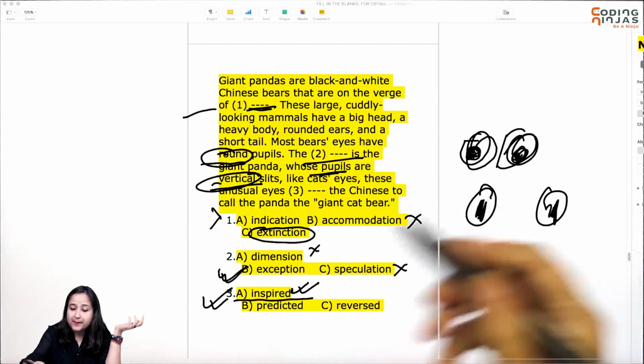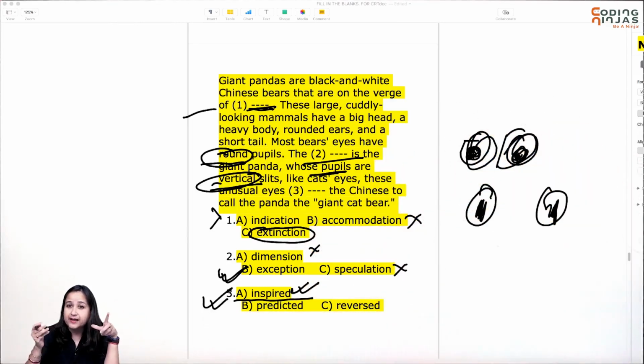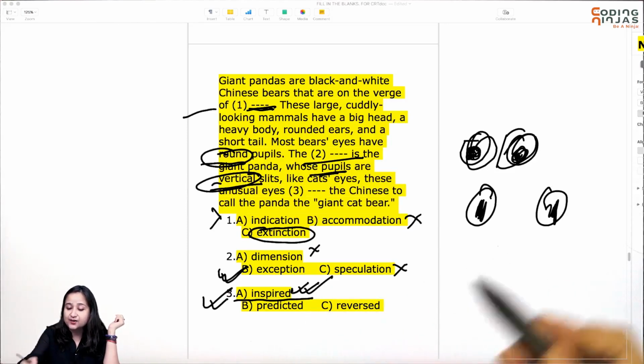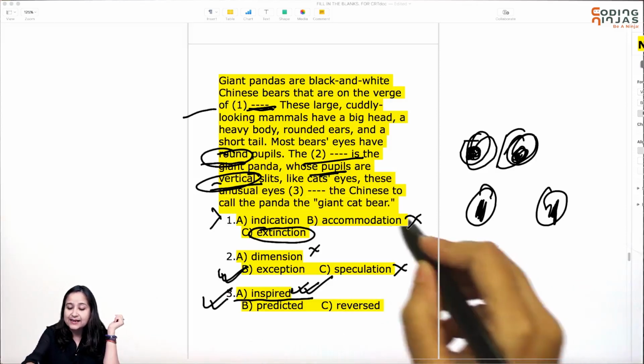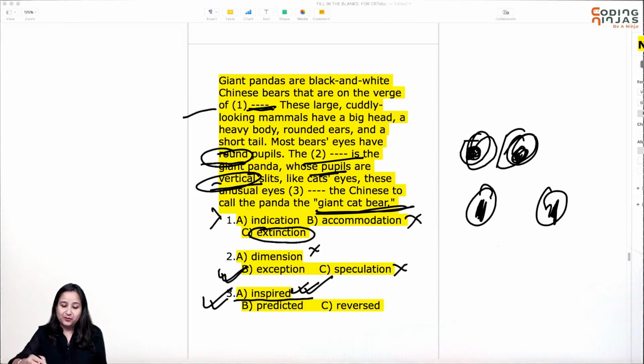So here the giant pandas are on the verge of extinction and they have different eyes. The exception they have is their eyes are slitty eyes, vertical slits, and this has inspired the Chinese to call the giant pandas the giant cat bear. Okay, so that is how you go with it.